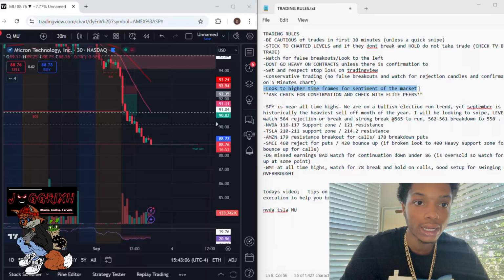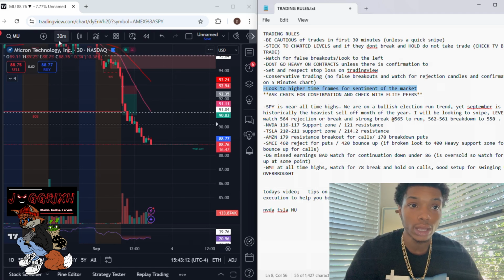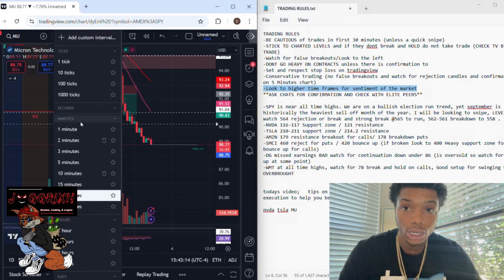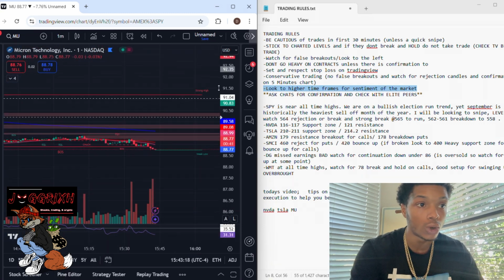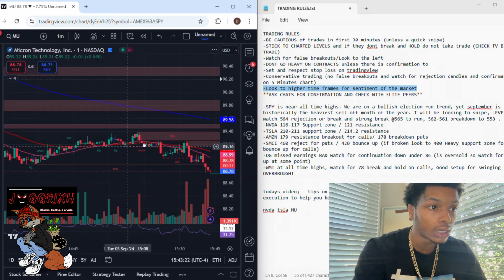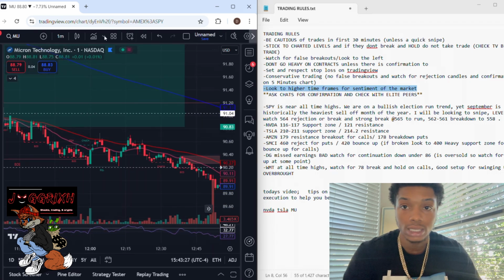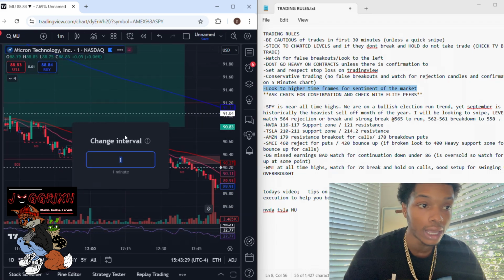So the next point I want to go over on my list, the next rule, is look to higher time frames for sentiment of the market. When I say sentiment of the market, I mean to look to see whether it's overall bullish or bearish for the day, man. Is it overall oversold, or what's going on overall with this stock? Now, if you go over to the TradingView side and put it on, I got it on a 1 minute to see where I should specifically enter the stock.